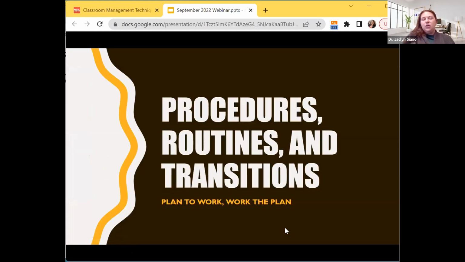Okay, so this leads us to our next part. Let's pretend our classroom is super organized. Everybody knows where everything is. It's easily accessible. We're not falling over each other or other things. We're not disrupting the class because we need a tissue. Now, the next part of classroom management is procedures, routines, and transitions. So this is: make a plan and then work the plan.